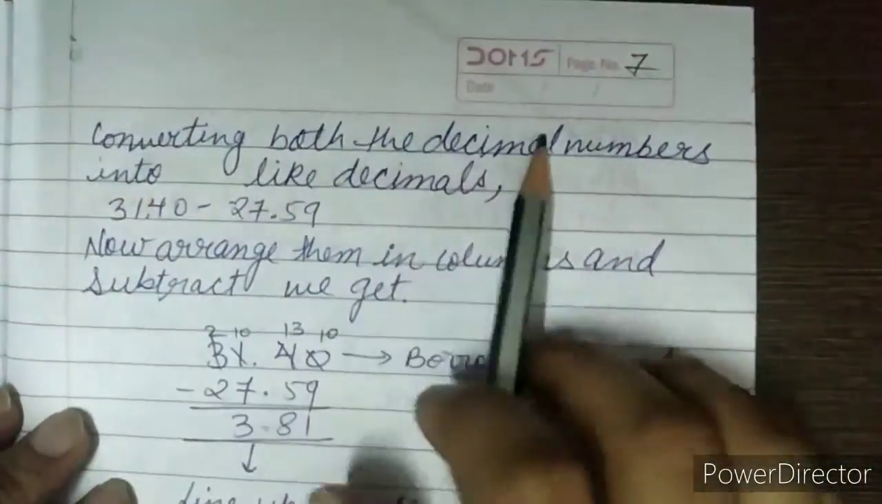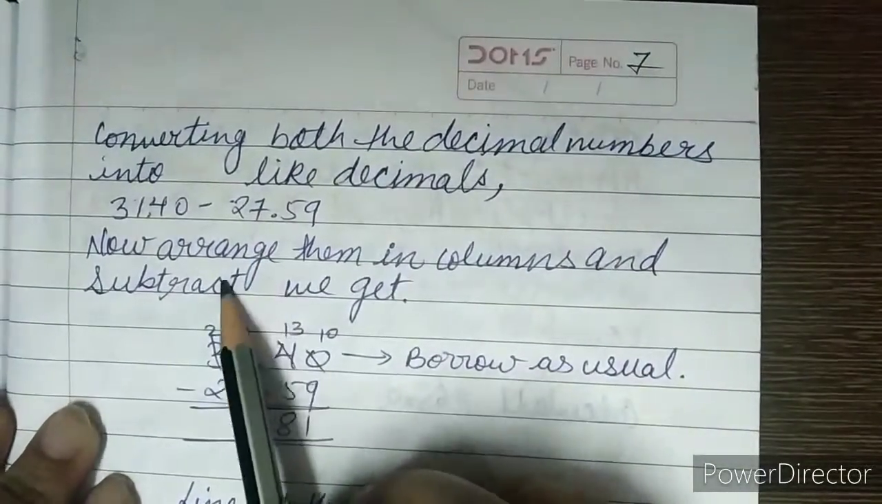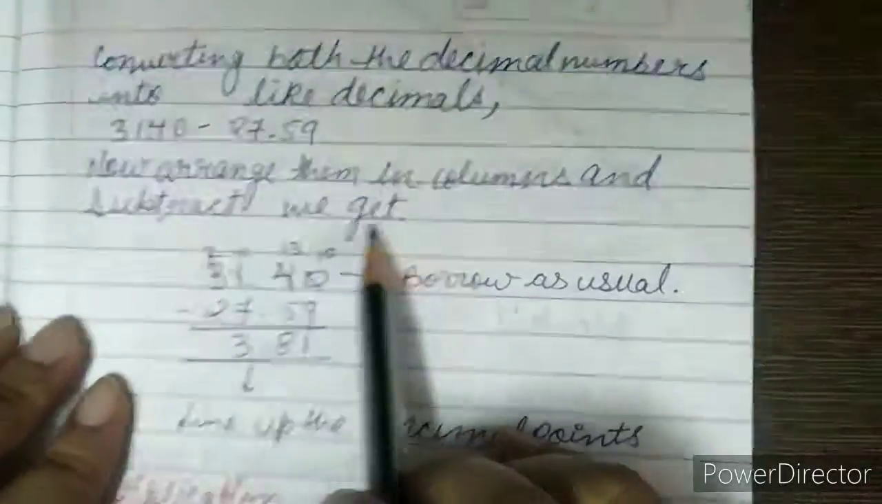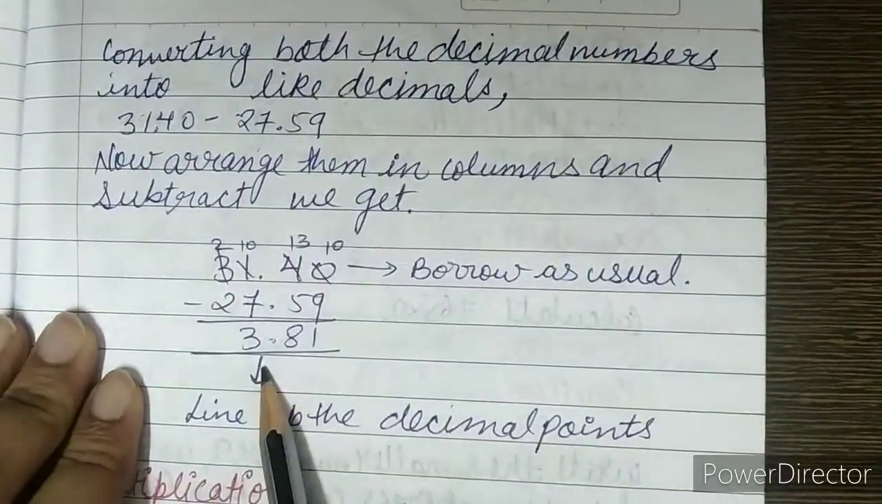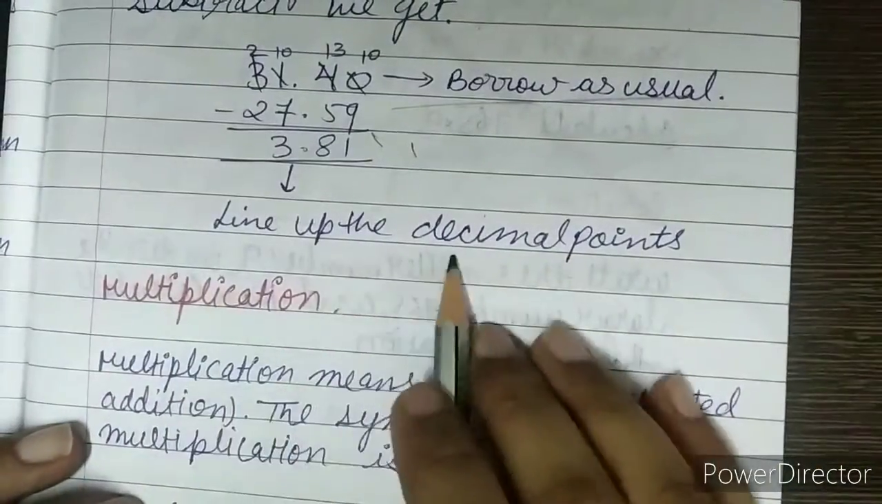Now convert the decimal numbers into like decimals. You can see. Now arrange them in the column and then subtract. Borrow as usual. Line up the decimal points. See how it's lined up.